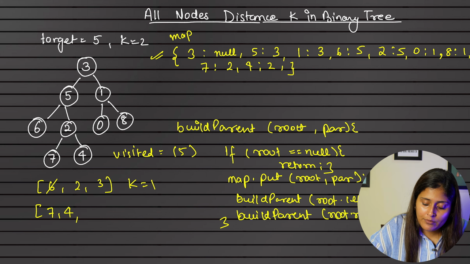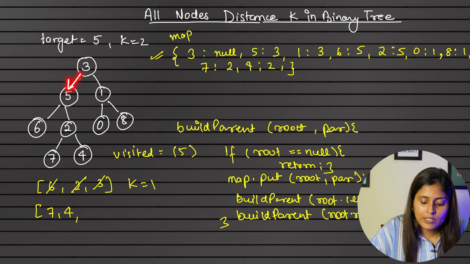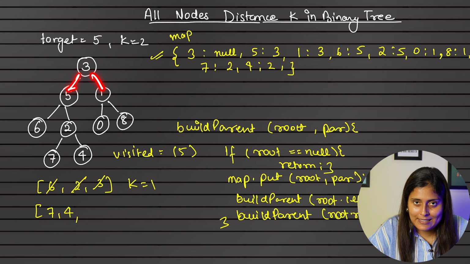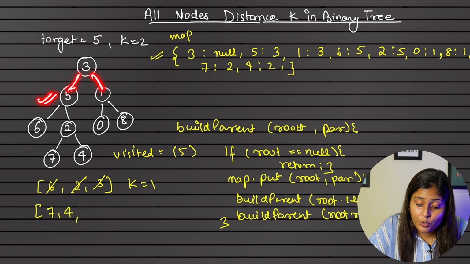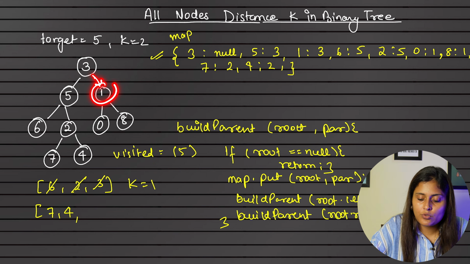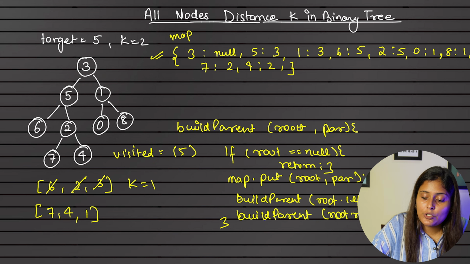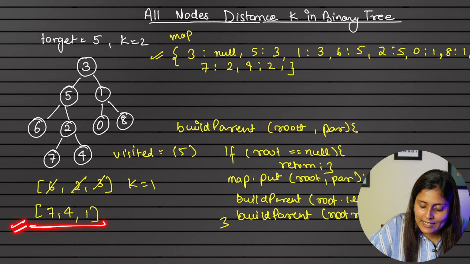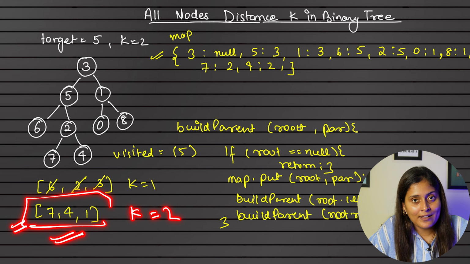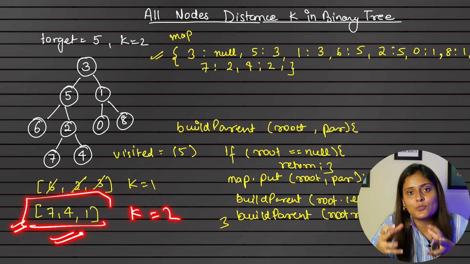Now, next we'll pop 3. For 3, do we have a parent? For 3 we have, but it's null. Okay. Do we have children? Yes. Left child? Yes. But the left child was already visited, so we'll not go there. Right child we have? Yes. So we'll store it. So again, here at k equal to 2, whatever we have, this is the expected answer. Correct? So that's what we have to do.